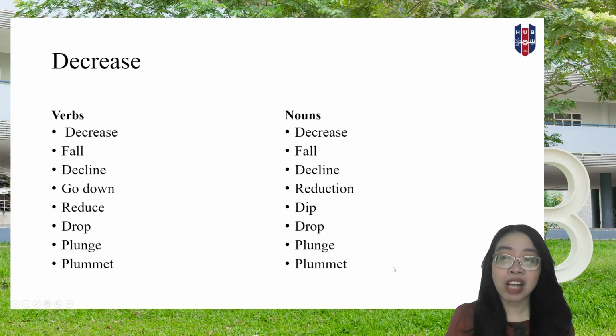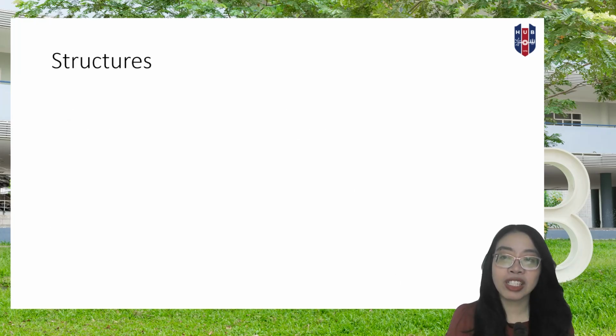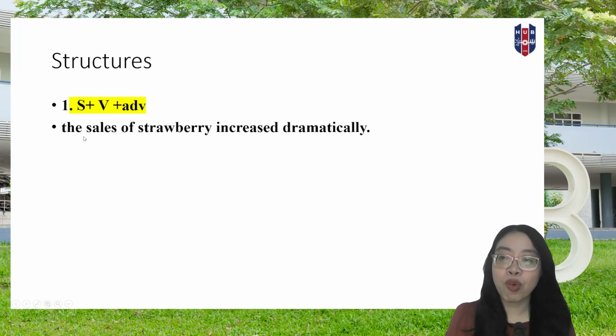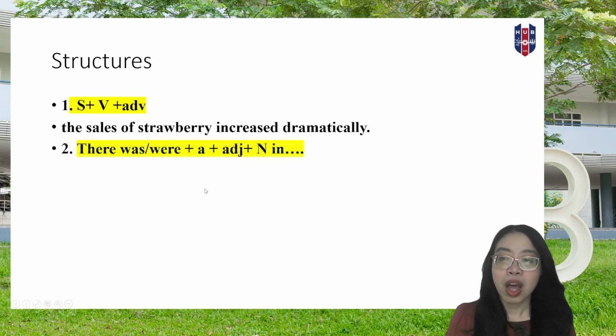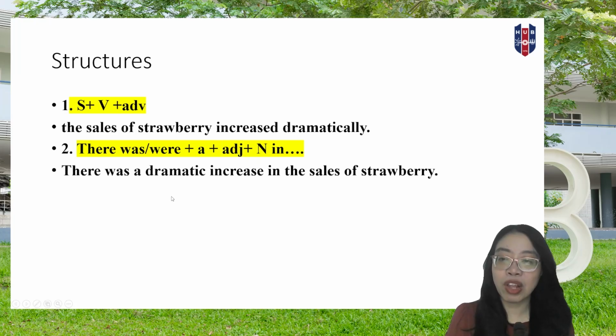The reason why I asked you to remember the increase and decrease is because we are going to need it for the structure, right? So the most basic type of structure that we are going to use to describe the trend would be subject, verb, and adverb, right? Subject, verb, and adverb. So for instance, you can say the sales of strawberry increased dramatically. You can also vary the structure into there was an adjective plus noun. Alright, so like you can say there was a dramatic increase in the sales of strawberry.